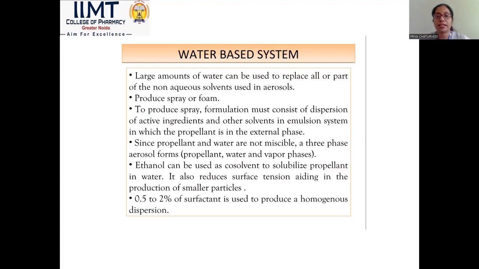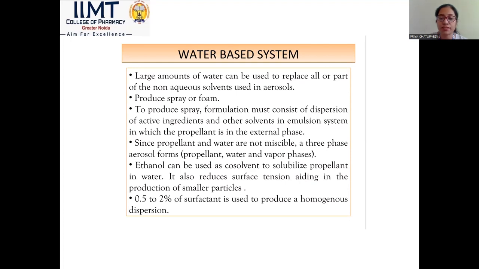Now coming to water-based system. A large amount of water can be used to replace all or part of the non-aqueous solvents which are used in the aerosol. They produce spray or foam. To produce a spray, formulations must consist of dispersions of active ingredients and other solvents in an emulsion system in which the propellant is in the external phase. Since propellants and water are not miscible, a three-phase aerosol forms.